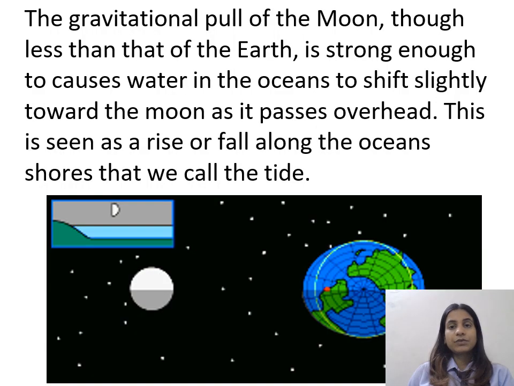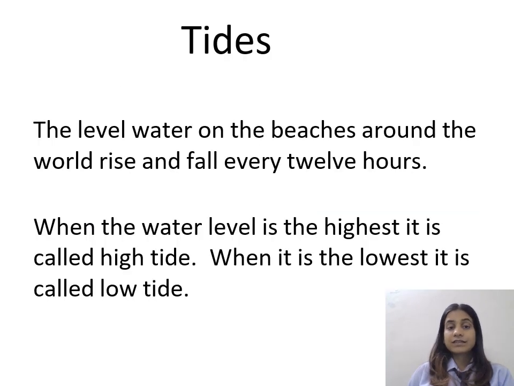The gravitational pull of the moon, though less than that of the earth, is strong enough to cause water in the oceans to shift slightly towards the moon as it passes overhead. This is seen as a rise or fall along the ocean's shores that we know as tides. Actually, tides are the level of water on the beaches around the world rising and falling every 12 hours.